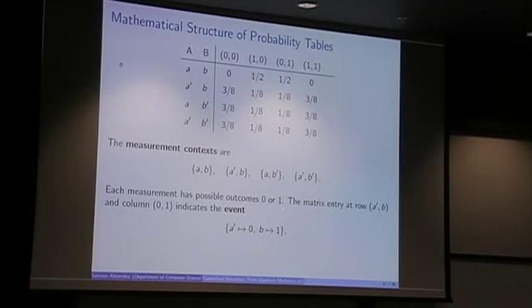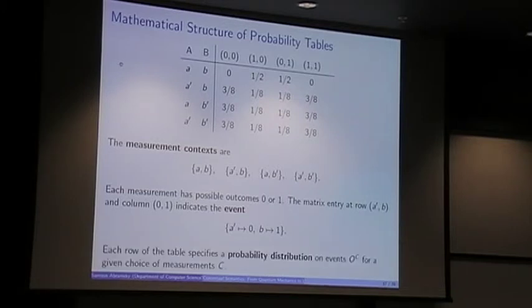Now, each measurement has possible outcomes 0 or 1. So the basic events that we're ascribing probability to, these cells in the table, what are they? Well, they're described mathematically by a function. For example, the matrix entry at A prime B in column 0, 1, the one I put the yellow mark on earlier, is described by saying we measured A prime and got the value 0, and we measured B and got the value 1. So it's a function of this kind. And really what each row of the table does is to specify a probability distribution on events of this form for a given choice of measurement C.